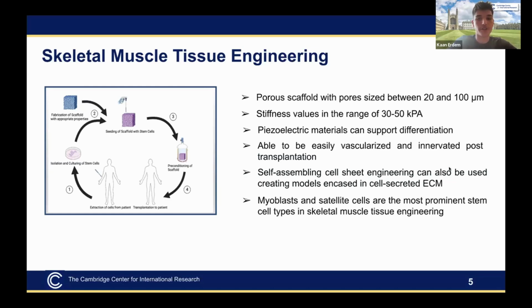I'm now going to be briefly covering skeletal muscle tissue engineering as a whole. In skeletal muscle tissue engineering, the main technique, as in all forms of tissue engineering, is to create scaffolds, seed those scaffolds with stem cells, and then transplant them into the patient. So in the main scaffold using technique, porous scaffolds with pore sizes between 20 and 100 micrometers should ideally be used as to allow for sufficient infiltration of the tissue by stem cells. And it should have stiffness values resembling that of skeletal muscle tissue, which are around 30 to 50 kilopascals.